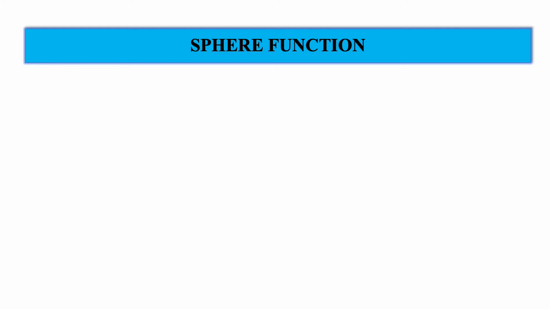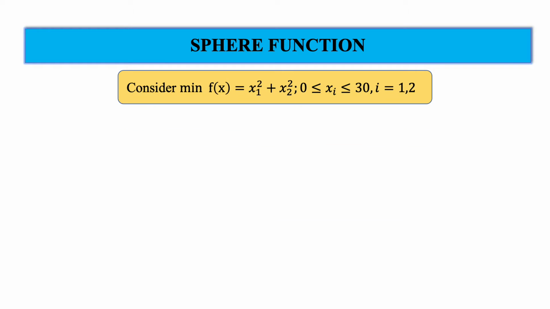In the last two lectures we have seen what binary coded genetic algorithm is and how we can solve any problem using genetic algorithm. We have seen basically the working of binary coded genetic algorithm. In today's lecture we will see how we can solve the sphere function with the help of binary coded GA. Here my objective function is f(x) equals x1 square plus x2 square, and both the variables are bounded to be between 0 and 30.